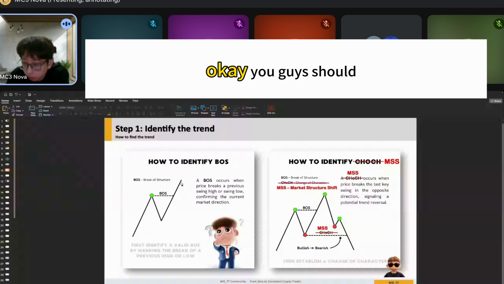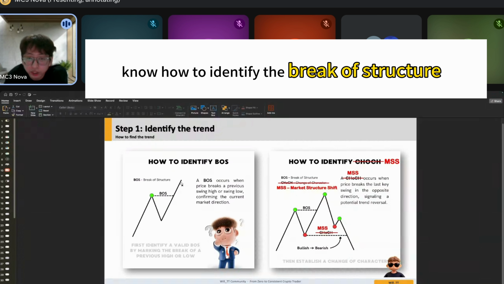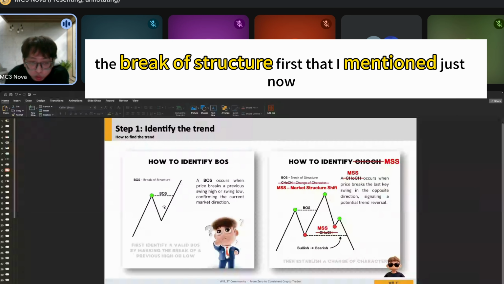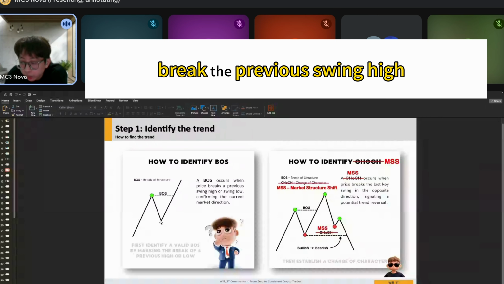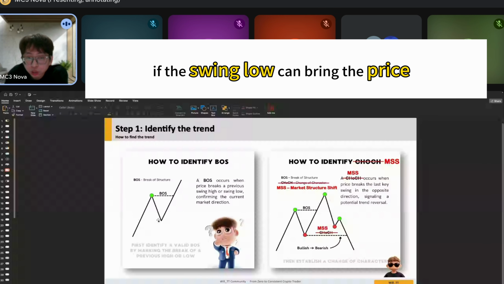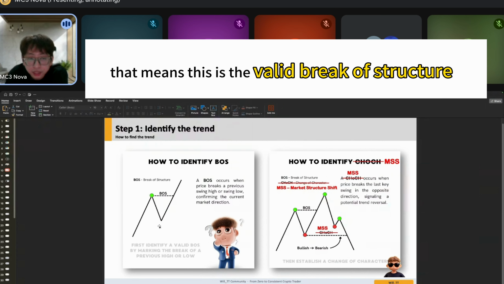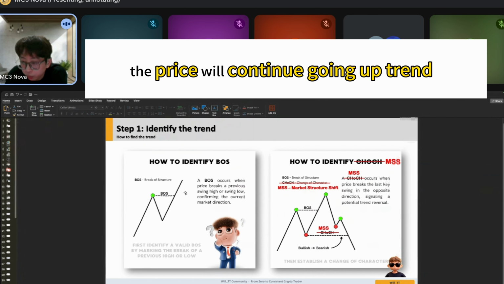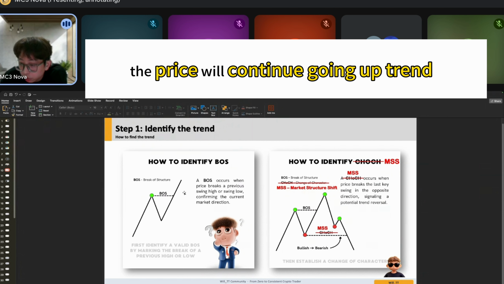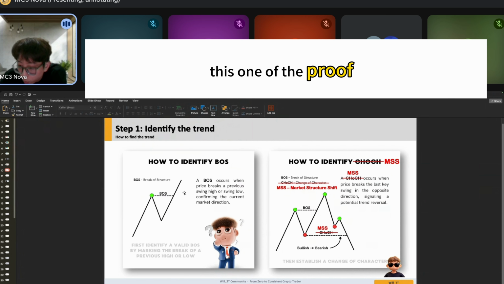Next, you should know how to identify the break of structure. For the break of structure I mentioned just now, the swing low should bring the price to break the previous swing high. If the swing low can bring the price to break the previous swing high, that means this is a valid break of structure. This is considered proof that the price will continue going uptrend.